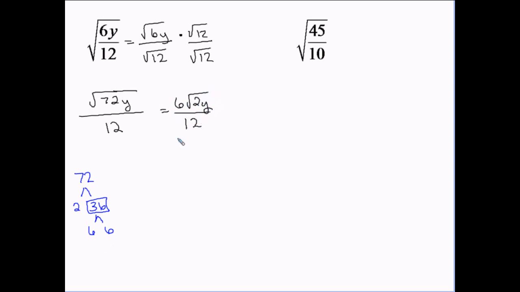I can't bring out any y's because there's only one of them. And 6 and 12 will reduce. They both divide by 6. And so I end up with the square root of 2y over 2. And again, I cannot divide this 2 because it's under the radical. So I'm finished here.